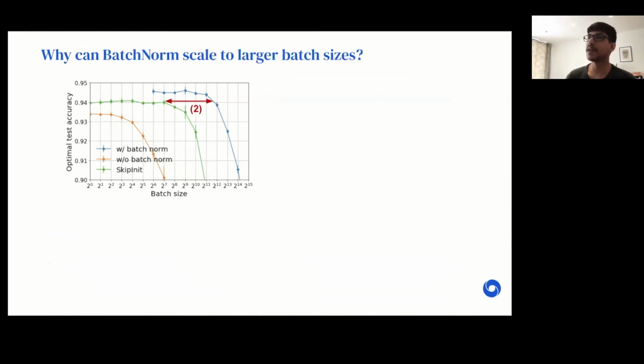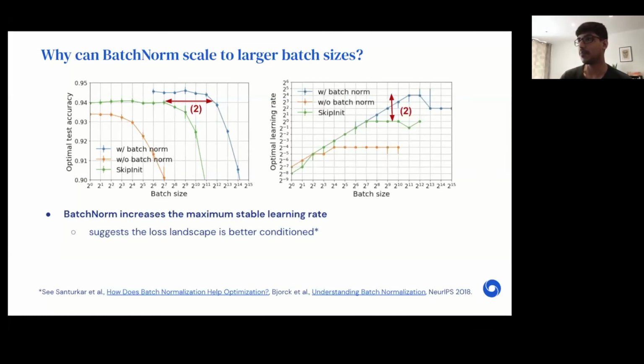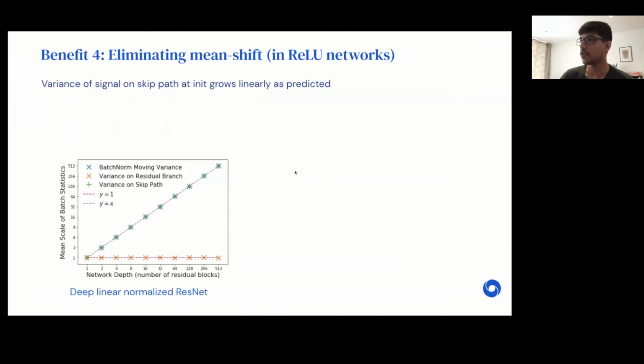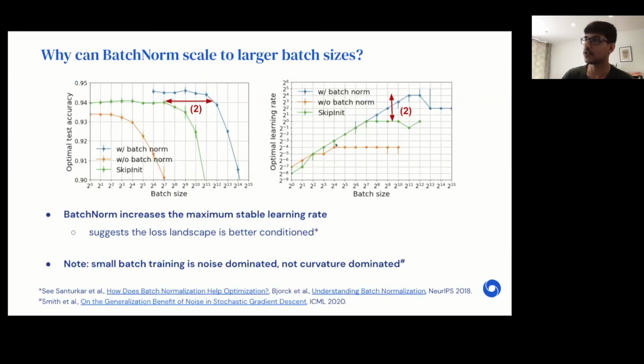So why can batch norm scale to larger batch sizes? To understand this, it's going to be useful to look at the optimal learning rates corresponding to these test accuracies. So here on the right, I'm now plotting the optimal learning rates versus the batch size. Each of the optimal learning rates corresponds to the performance on the left plot. And there are two observations here. We see that for a small batch size, the optimal learning rate of skip-init and the batch normalized ResNet increases linearly with the batch size until it hits a threshold where the optimal learning rate plateaus out.